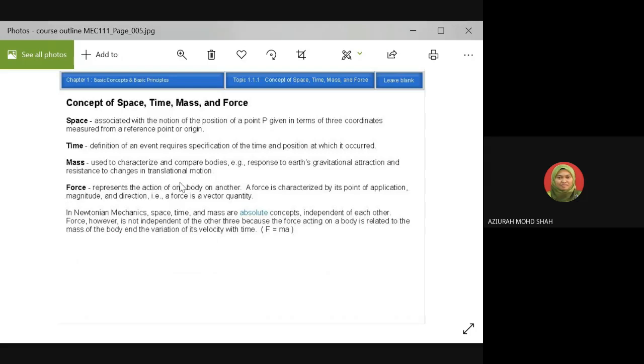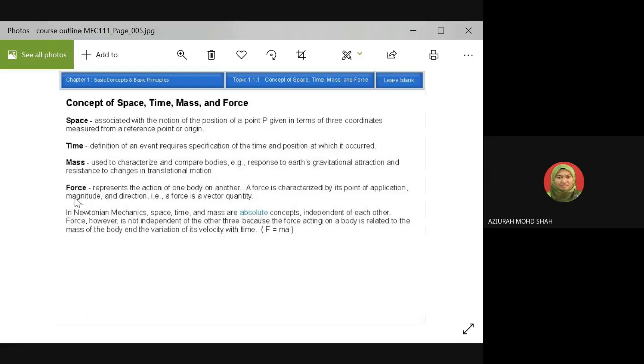Tahu tak translation motion? Nanti kamu akan belajar ada translation motion dan juga rotational motion. Kalau rotational, tahu tak rotational? Rotate tahu rotate? Tahu. So you tahu pergerakan motion secara rotational ni dia akan berpusing, clockwise or counterclockwise. Kalau translational ni dia bergerak secara vertikal ataupun horizontal, itu yang dikatakan. So ada dua saja pergerakan tu. Okay. Right, then force, it represents the action of one body on another.